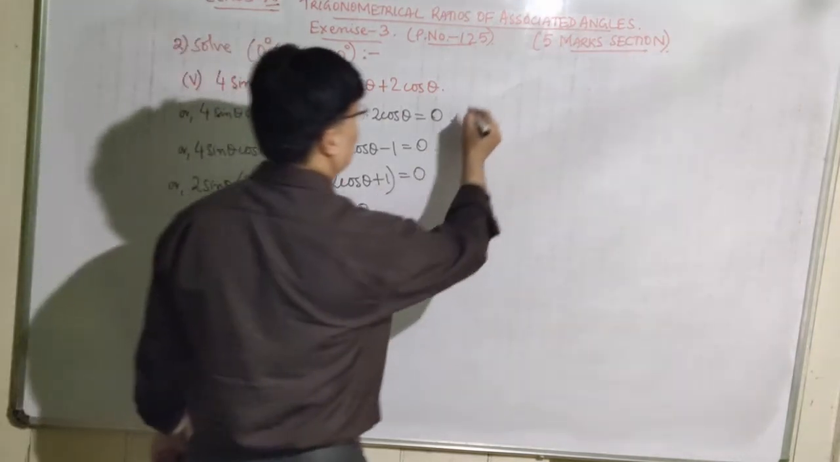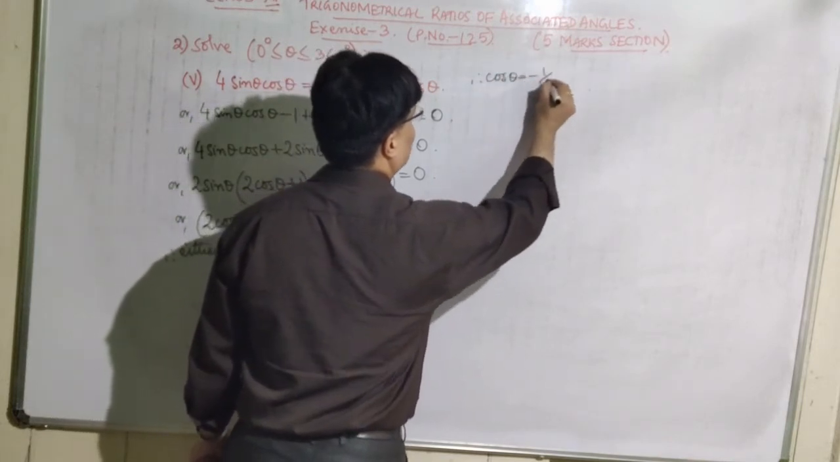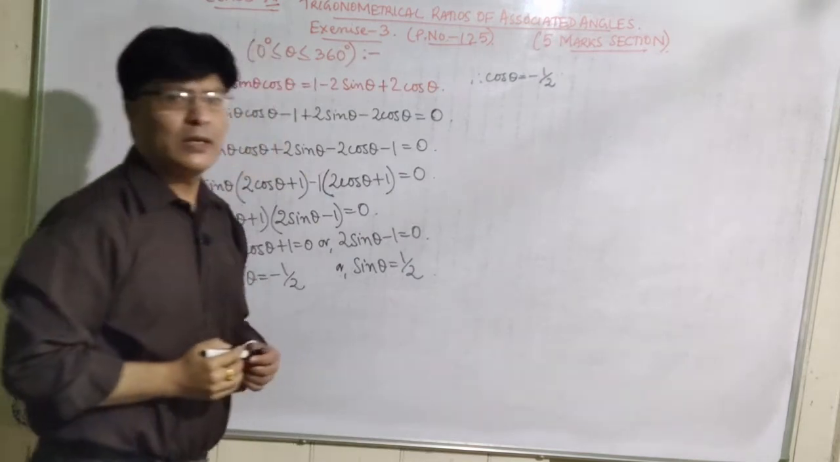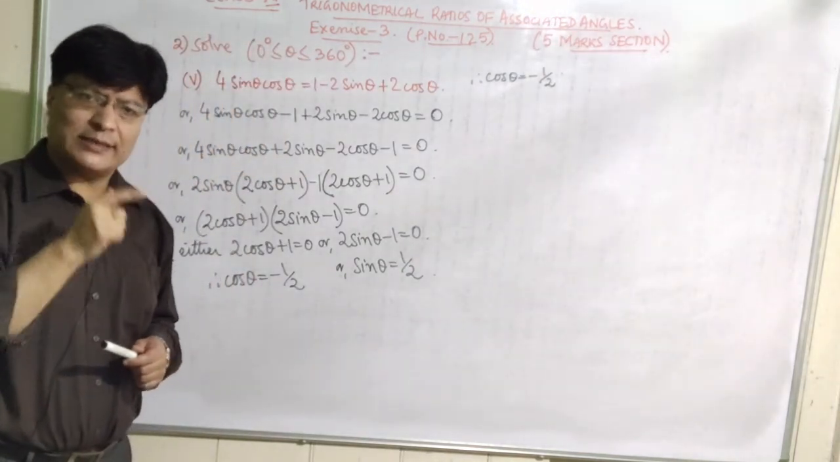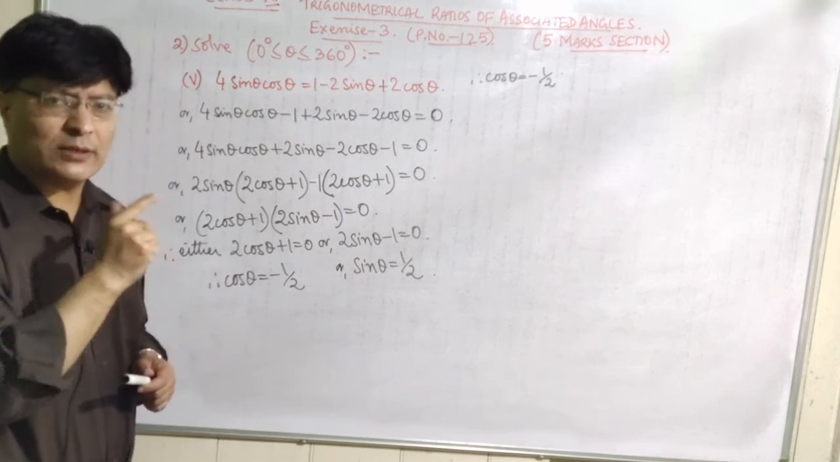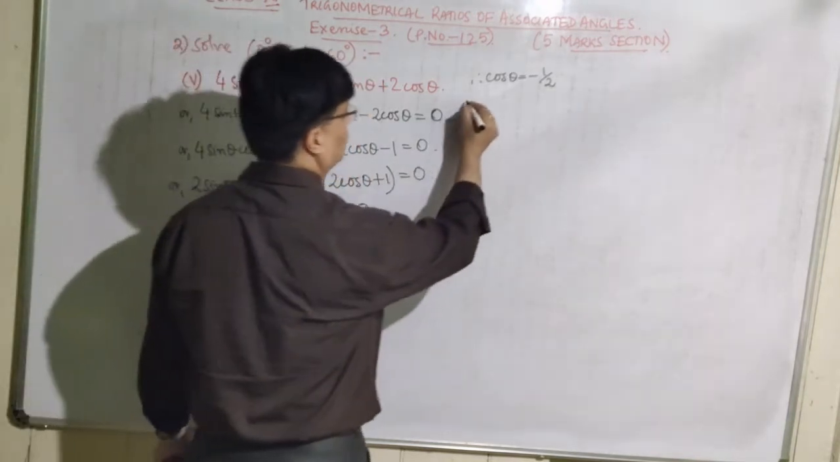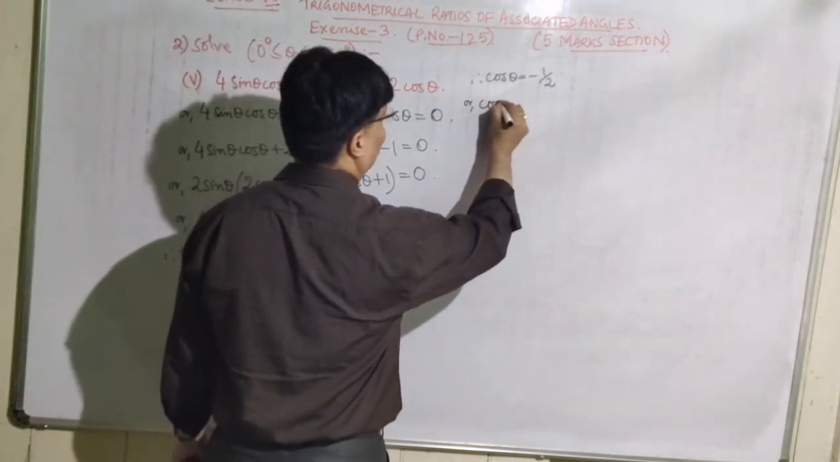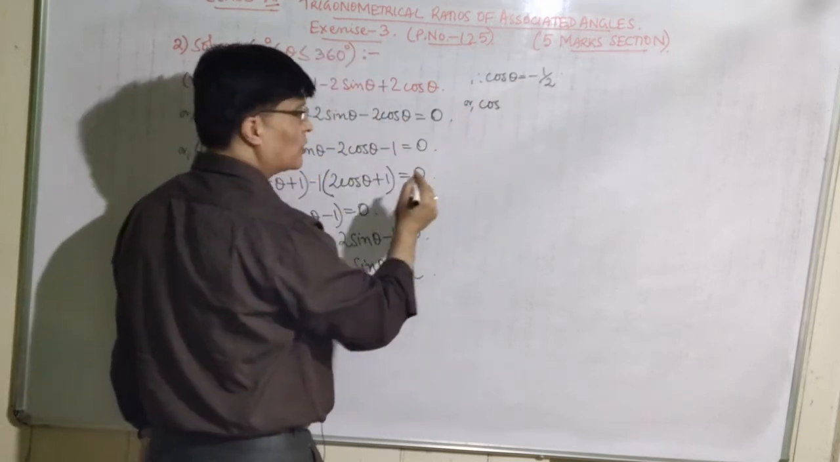So now let us take cos theta is equal to minus half. In which quadrant is cos theta negative? In the second quadrant and in the third quadrant. So you have to find out the value for theta in the second quadrant and in the third quadrant. So let us find it. Now we have to find out theta for cos theta negative, in the second quadrant and in the third quadrant.